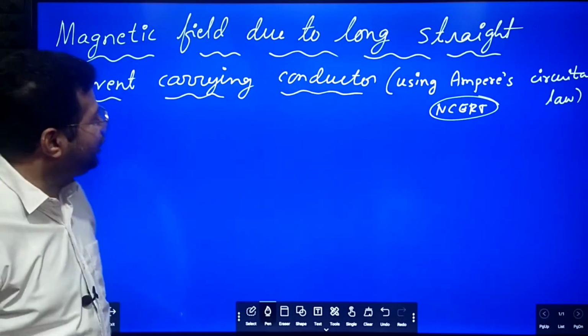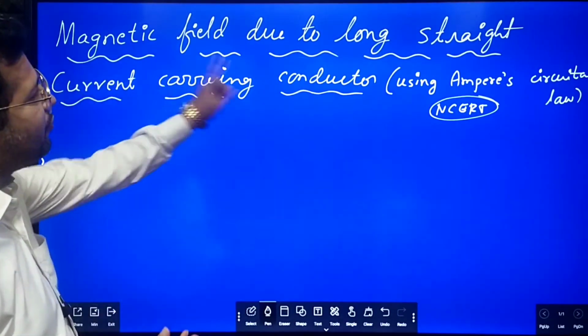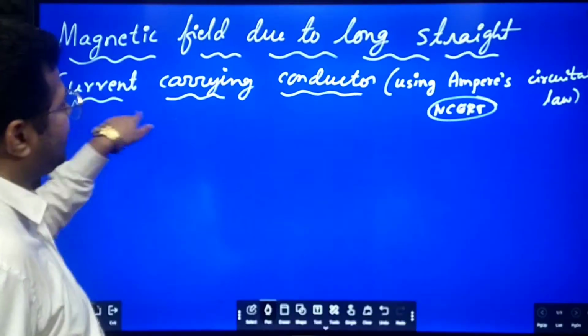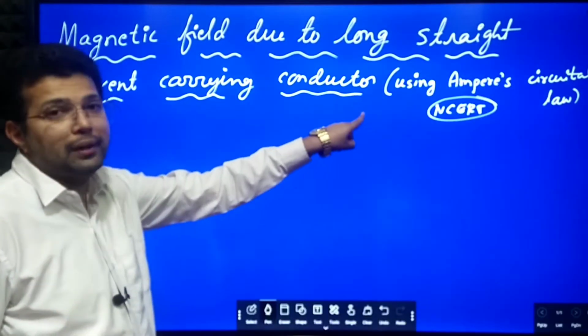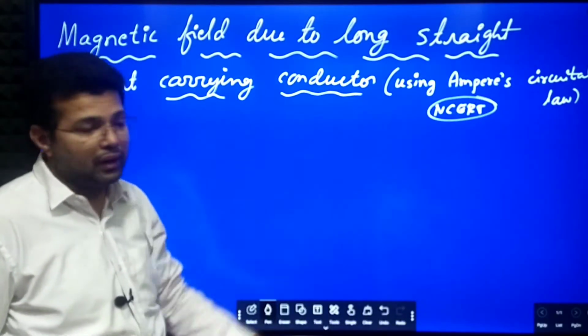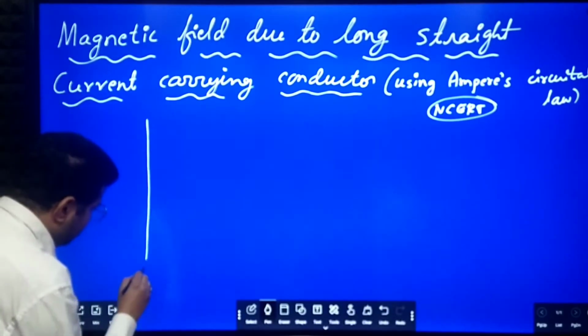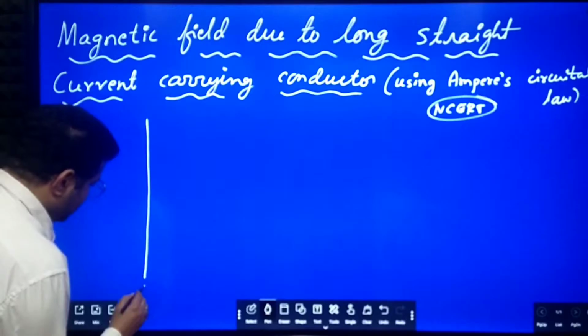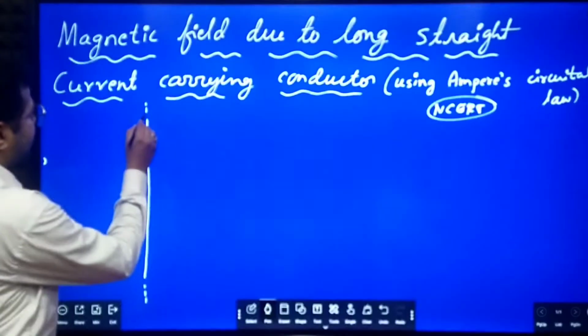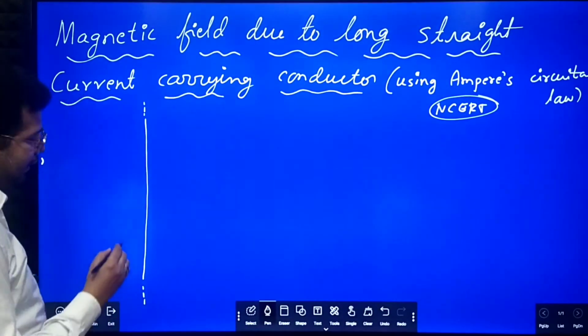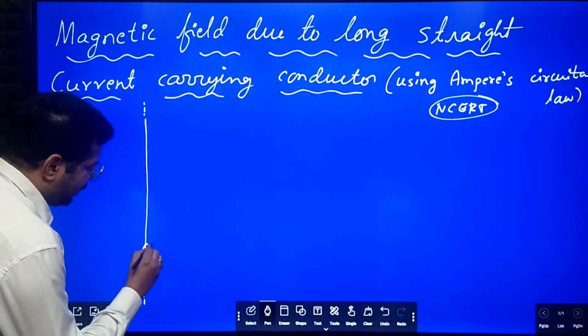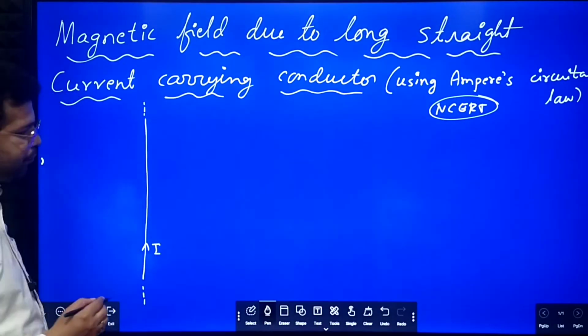Hello dear students, now we are going to derive an expression for magnetic field due to a long straight current carrying wire using Ampere circuital law. This derivation is given in NCERT. So we will consider a very long straight conductor, say of infinite length. Let us suppose that some current I is flowing through the wire.